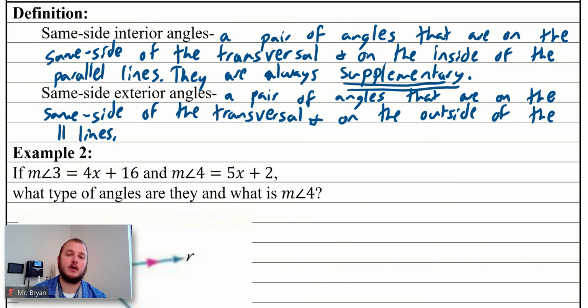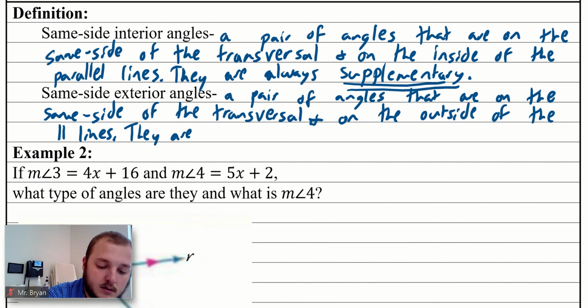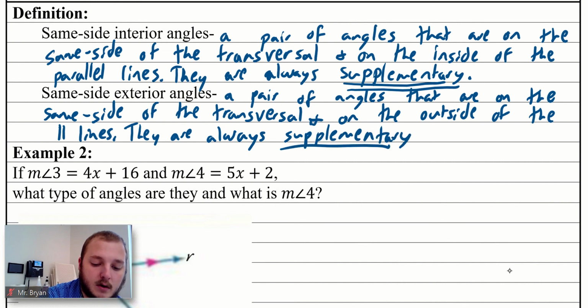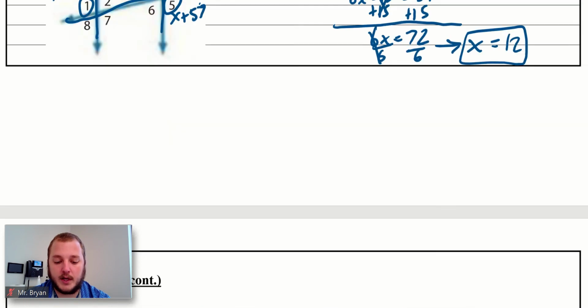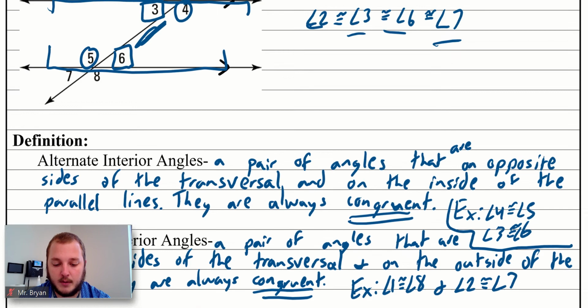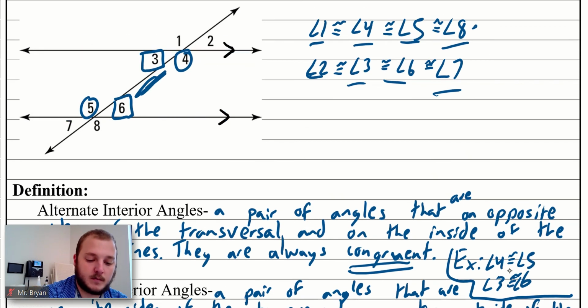And then second part, what's the information that we know about these as well? Same thing as before. They're also going to be always supplementary. And I'll explain that a little bit better than I did earlier. They're always supplementary. Okay, we kind of saw this a little bit when we were working through that example on the last homework. But if I go back to this diagram here, let's just find a pair of same side exterior angles.